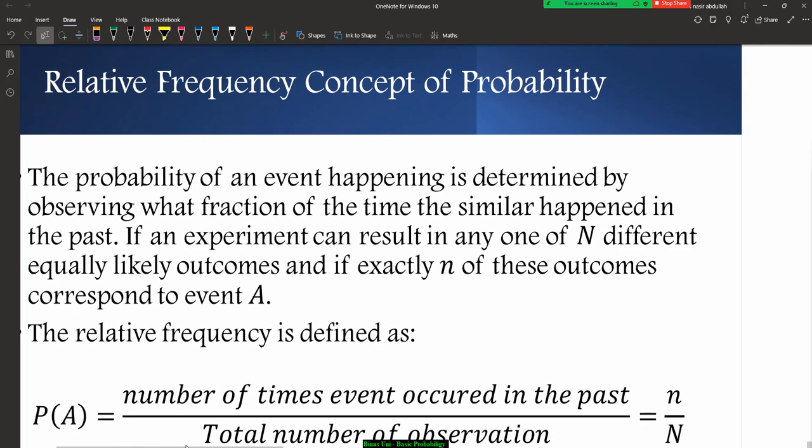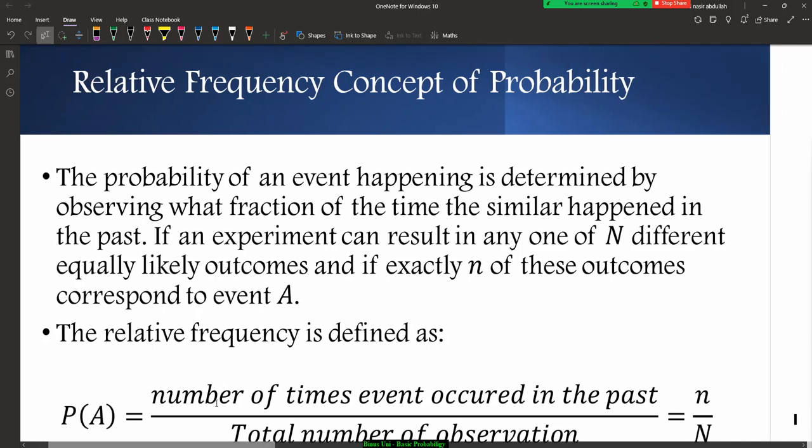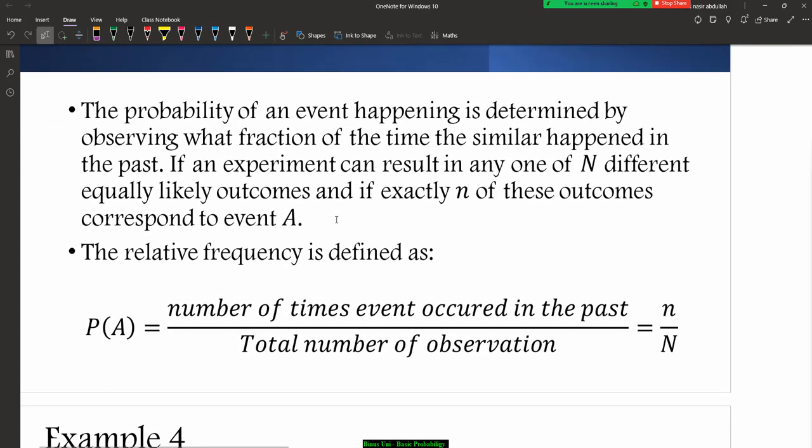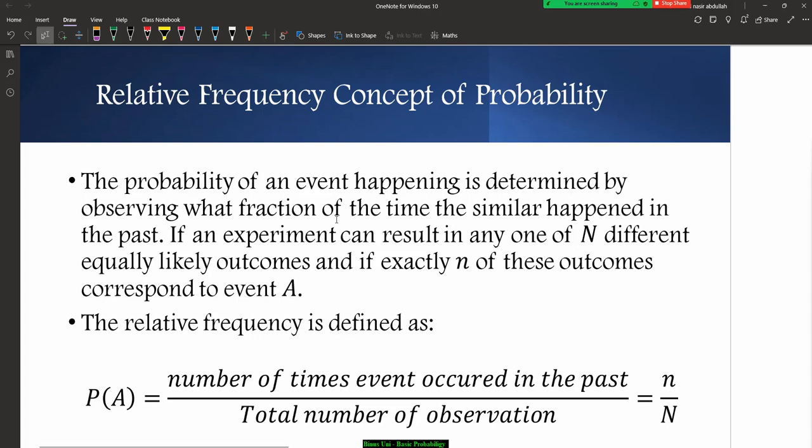So before we go to the relative frequency concept of probability, do you have any questions so far? Please, if anyone has a question. Any questions? If you have any question, then you can stop me anywhere, right?